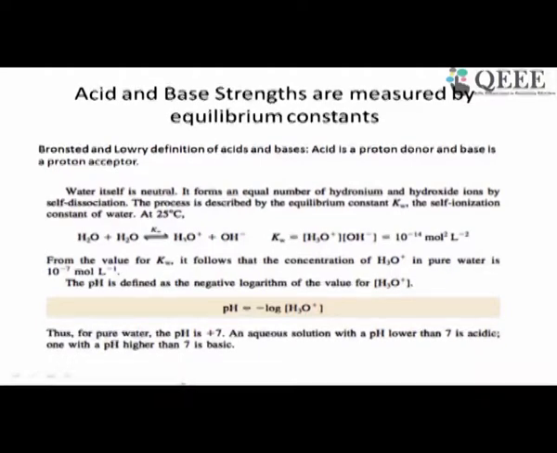If the pH is higher than 7, it means the H3O plus component is decreasing and the OH minus component is increasing, which means it is a basic solution. If the pH is less than 7, that means the H3O plus component is increasing. The pH is basically the negative log of H3O plus.